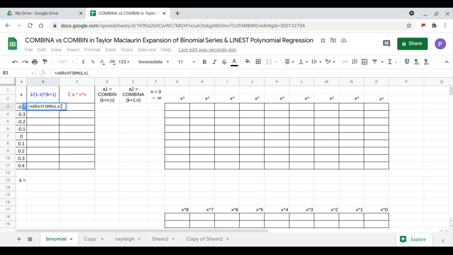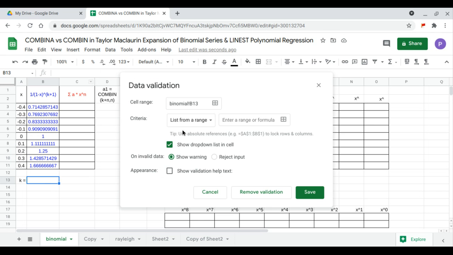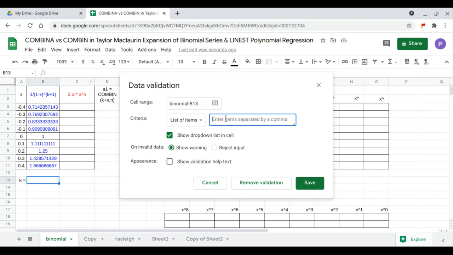The quantity 1 over 1 minus x raised to the power k plus 1. Enter. And the value of k will be data validation, list of items. Let's put there 0 to 5.